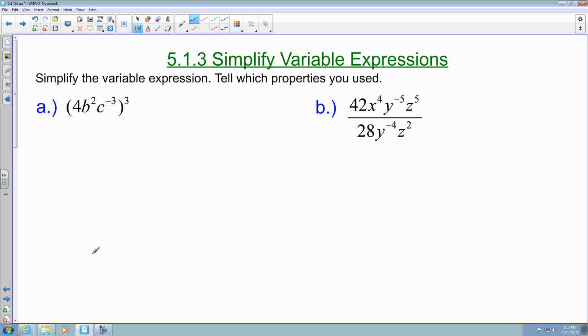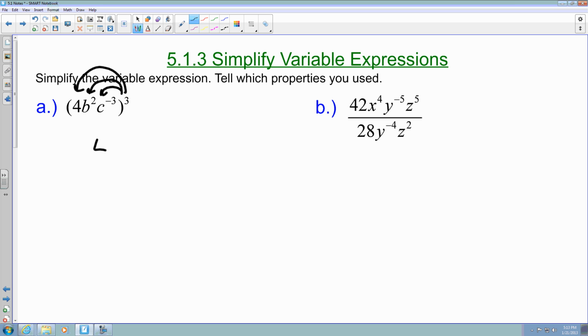This is similar to what we were working with when we were simplifying expressions, but now we have variables attached to them. So for A, I have 4 times b squared times c to the negative third, all to the third power. So first off, I'm going to use the power of a product and the power of a power rule to take this third power and attach it to each of my numerical values and variables.